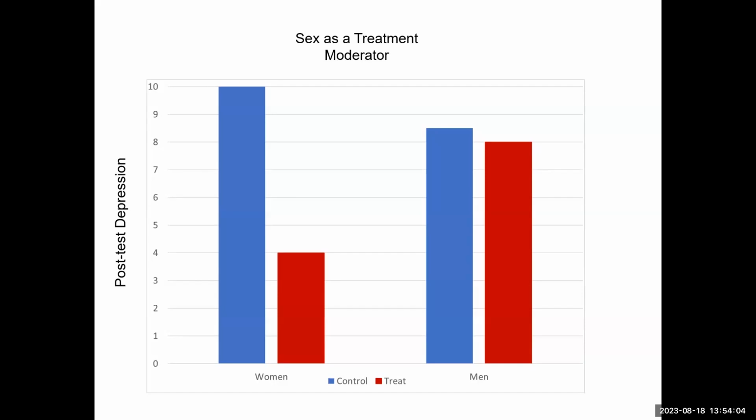I have that hypothetical example pictured here on this slide. On the left-hand side, we have women. On the right-hand side, men. The blue bar is for control participants. The red bar is for treated participants. And we can see that the treated women are doing much better on post-test depression relative to control women. That same difference, however, between treated and control men looks much smaller in magnitude. And in a situation like this, we might say that sex moderated the intervention effect. It's present for women, but functionally zero for men.